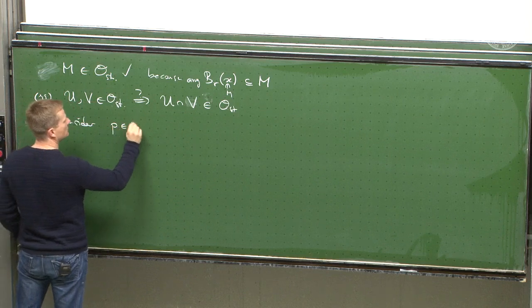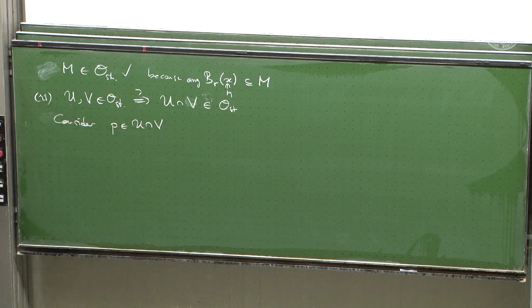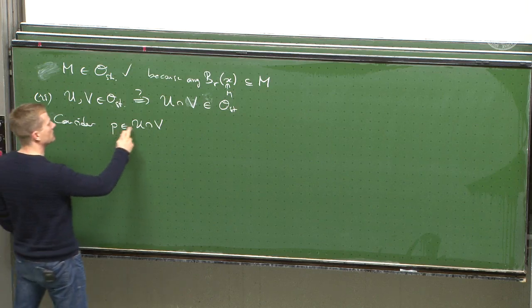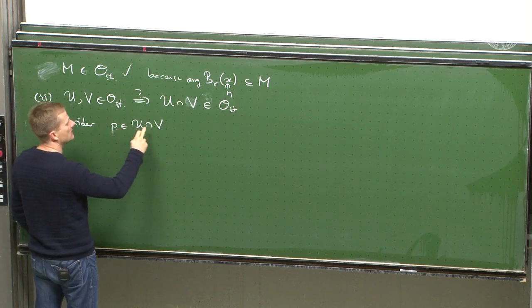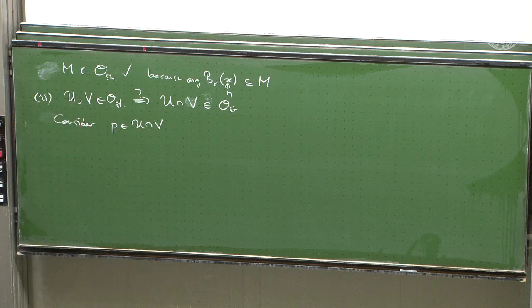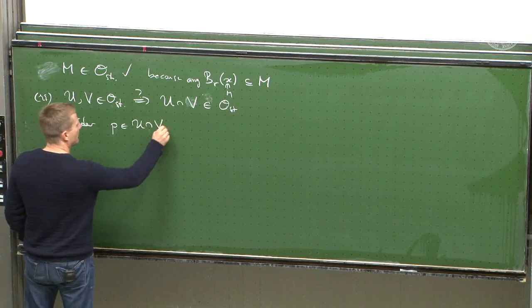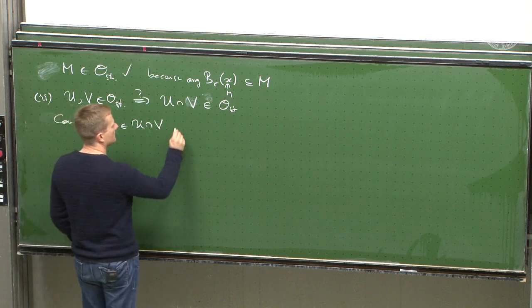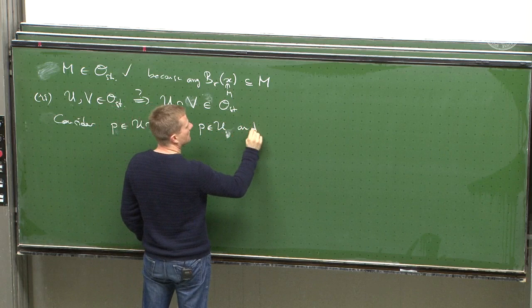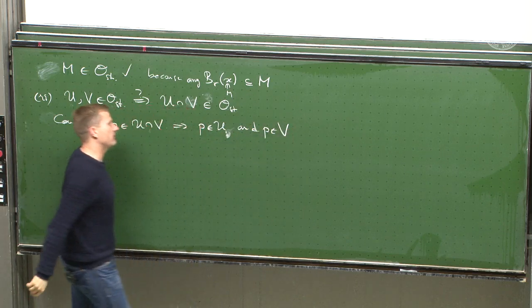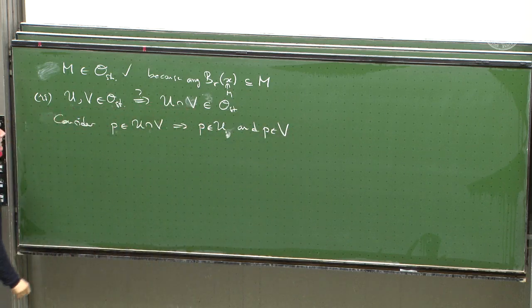So I take an arbitrary point out of the intersection. What do I need to show? I need to show there exists a ball of some radius around this point that lies entirely within this intersection. How do I do this? If I have a point in U intersected V, that means the point lies in U and the point lies in V, by definition of the intersection.